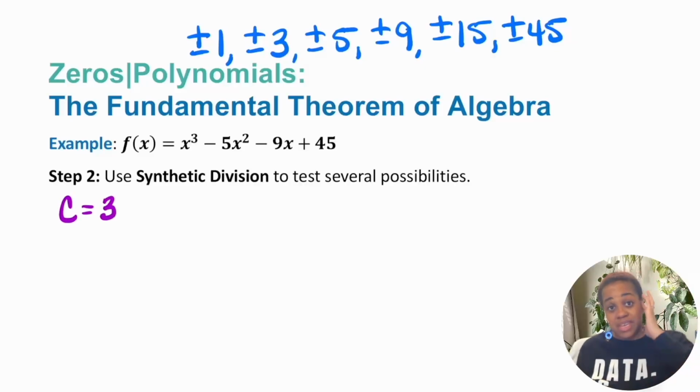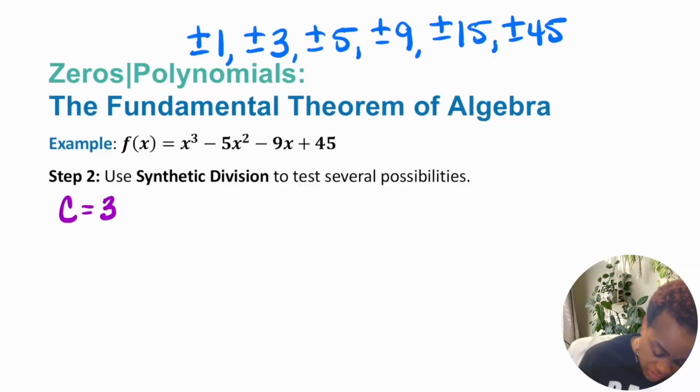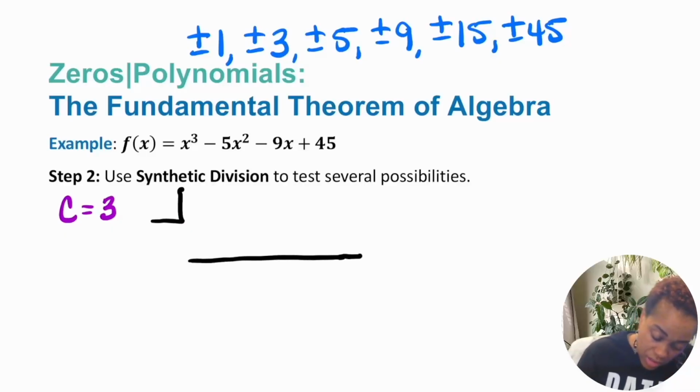Let's test 3. I'm guessing just because I see the 9 and the 45. So let's just try it. And that's what I'm saying. When you start looking at these numbers, you should have an idea of which ones you want to try. Now, it goes cubed, squared, x, so that's good. So I'm going to put these in order. I have 1, -5, -9, and 45. My C is 3. The first number comes down, right?